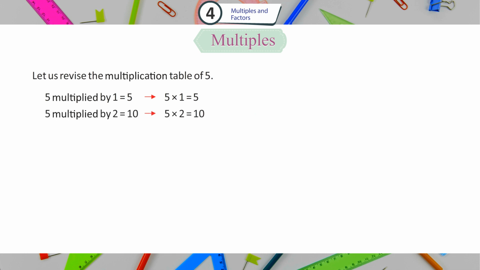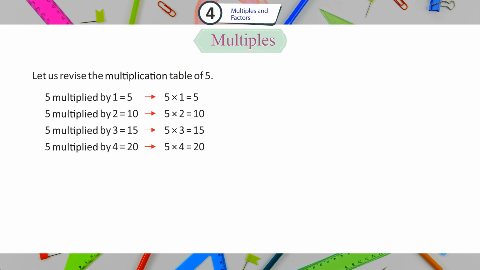5 multiplied by 2 is equal to 10. 5 into 2 is equal to 10. 5 multiplied by 3 is equal to 15. 5 into 3 is equal to 15. 5 multiplied by 4 is equal to 20. 5 into 4 is equal to 20. 5 multiplied by 5 is equal to 25. 5 into 5 is equal to 25.